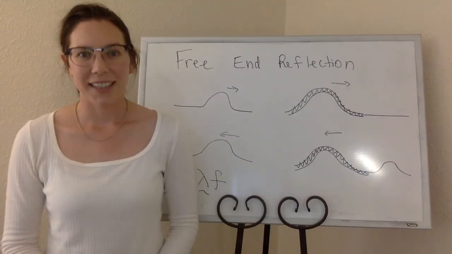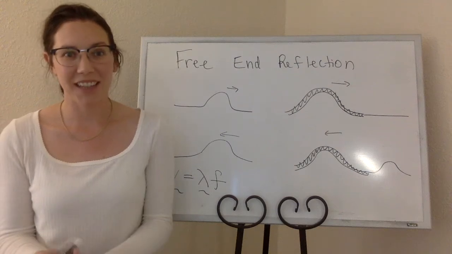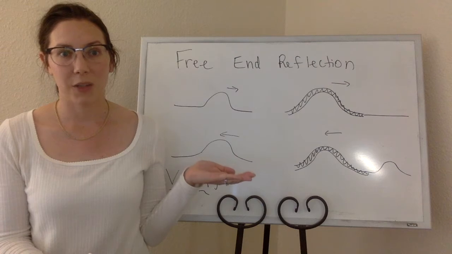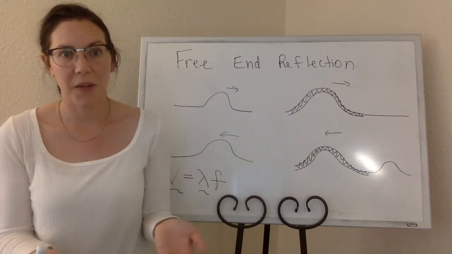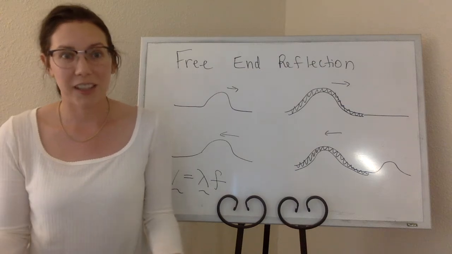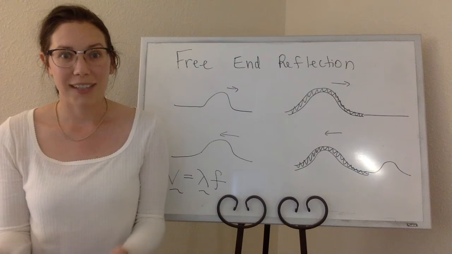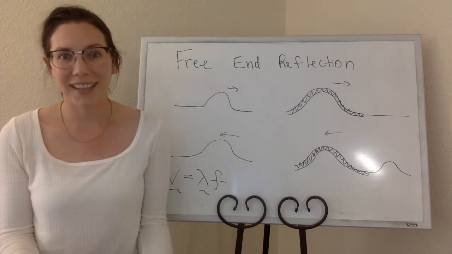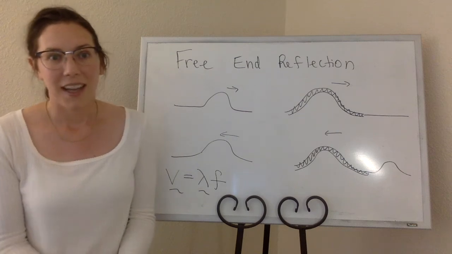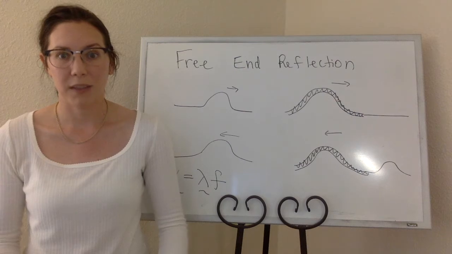Okay, the second case is free end reflection. So in free end reflection, the end of the string is free to move. It's kind of hard to picture how this would work horizontally, but you could picture a string that's hanging vertically and then the end is free to move. What happens when the wave reaches the end of the string is the part that is reflected remains upright. This is basically because there is no reaction force to invert the wave.